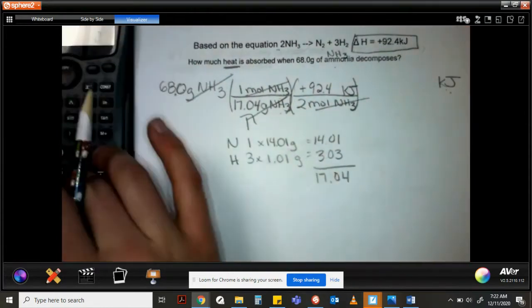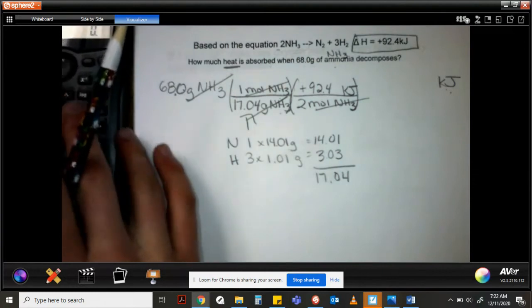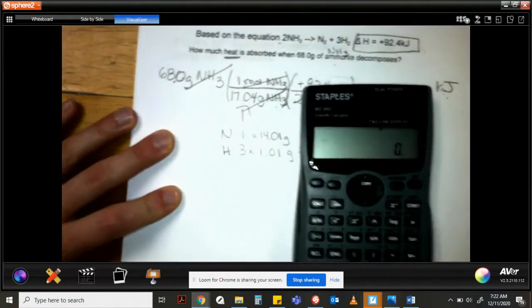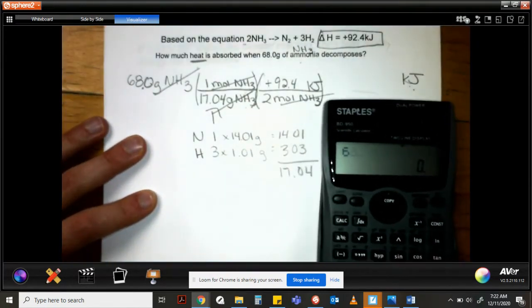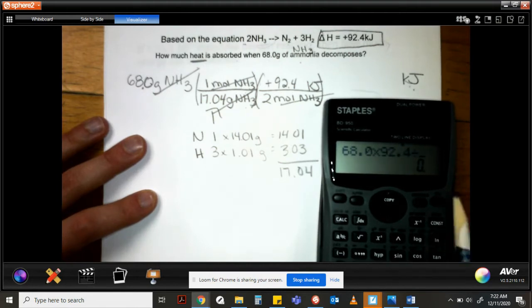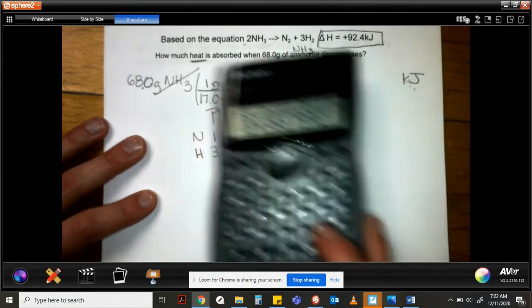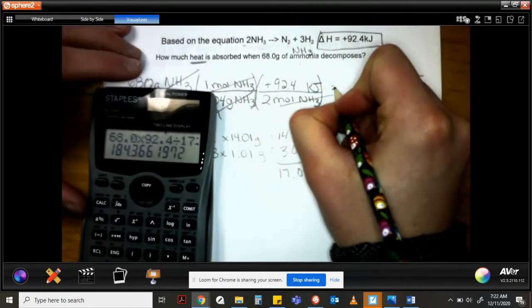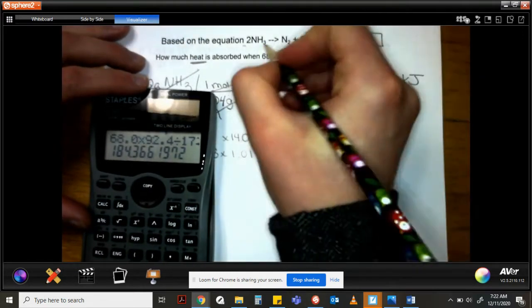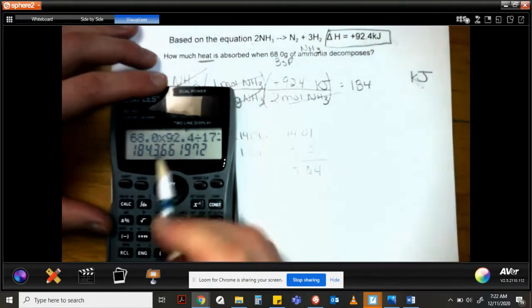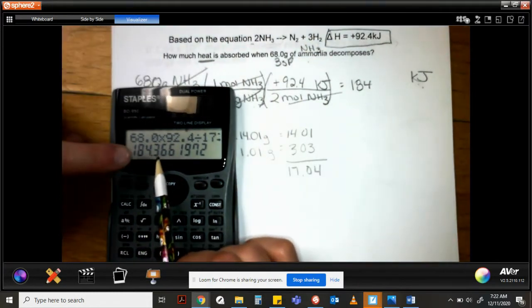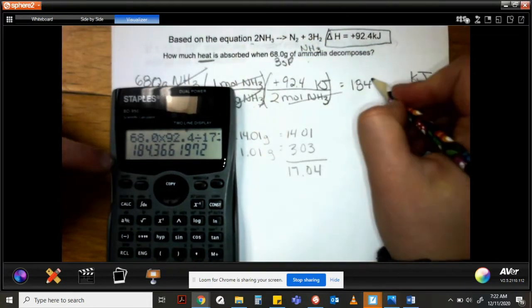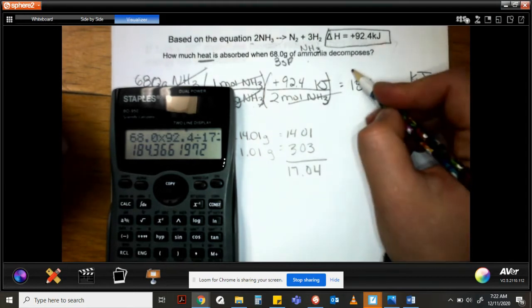Same as always, when we drop it like it's hot, you multiply across the top. So you've got 68.0 times 92.4 times 1, divided by 17.04, divided by 2, which gives us 184. Here we had 3 sig figs. If we're looking at our answer, we'd have 1, 2, 3. That 3 is going to round down, so 184 kilojoules would be our answer.